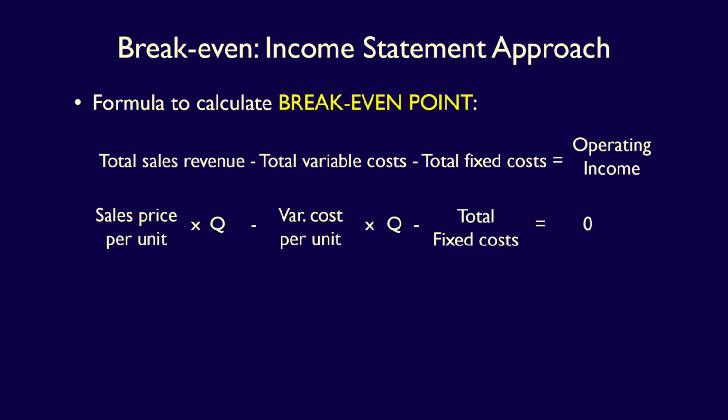Remember that the break-even point is when operating income is equal to zero, so we can now replace operating income with a zero. The formula to calculate the break-even point is therefore as follows: sales price per unit multiplied by Q minus variable cost per unit multiplied by Q minus total fixed costs is equal to zero. Let's now use the information from David Inc. in the formula and solve for Q.